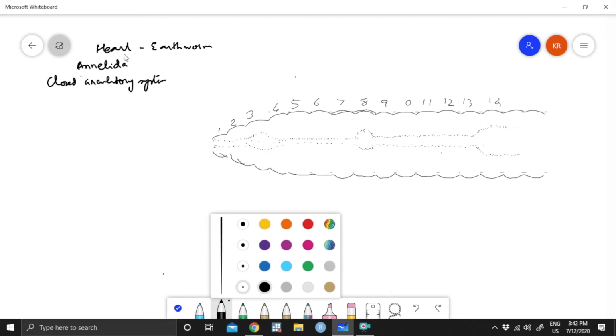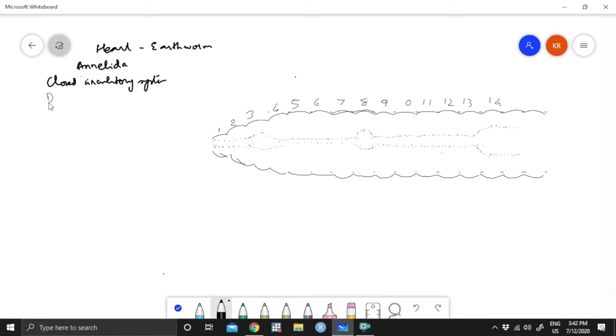And although we are writing this as heart, whether this is a heart or not is very doubtful. Because in most cases this is regarded only as arches that are tubular and slightly muscular in order to take the blood from dorsal to the ventral. Most biologists don't consider this to be the heart. But anyway, we will study it because it is put in the syllabus.